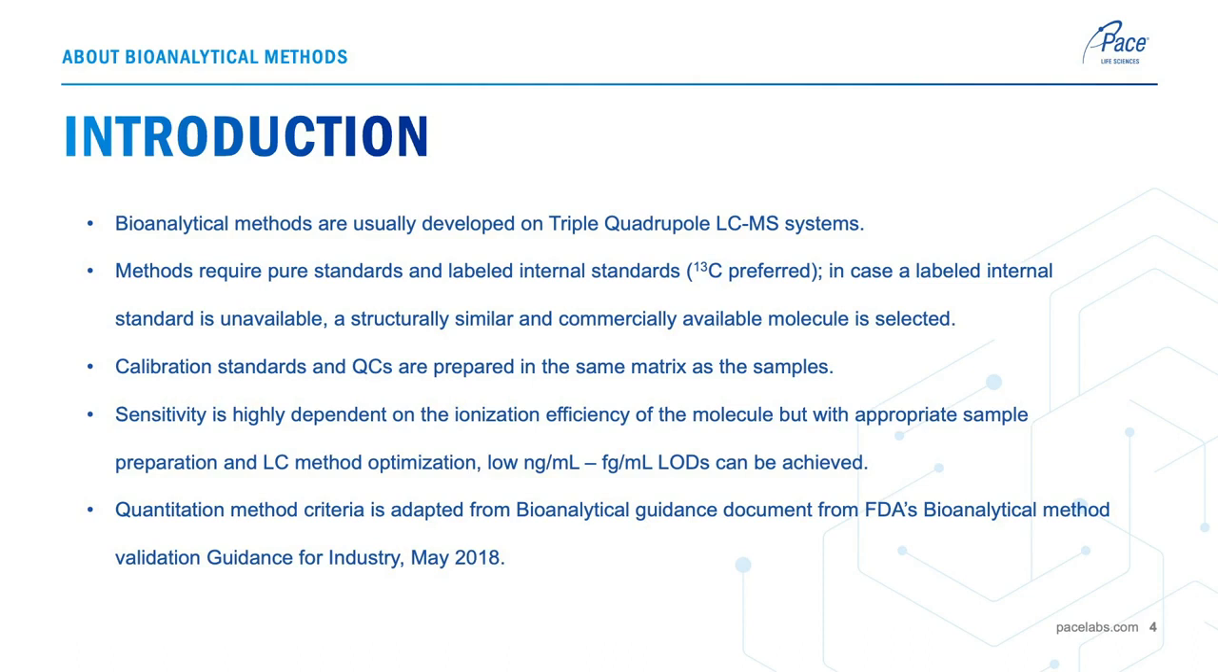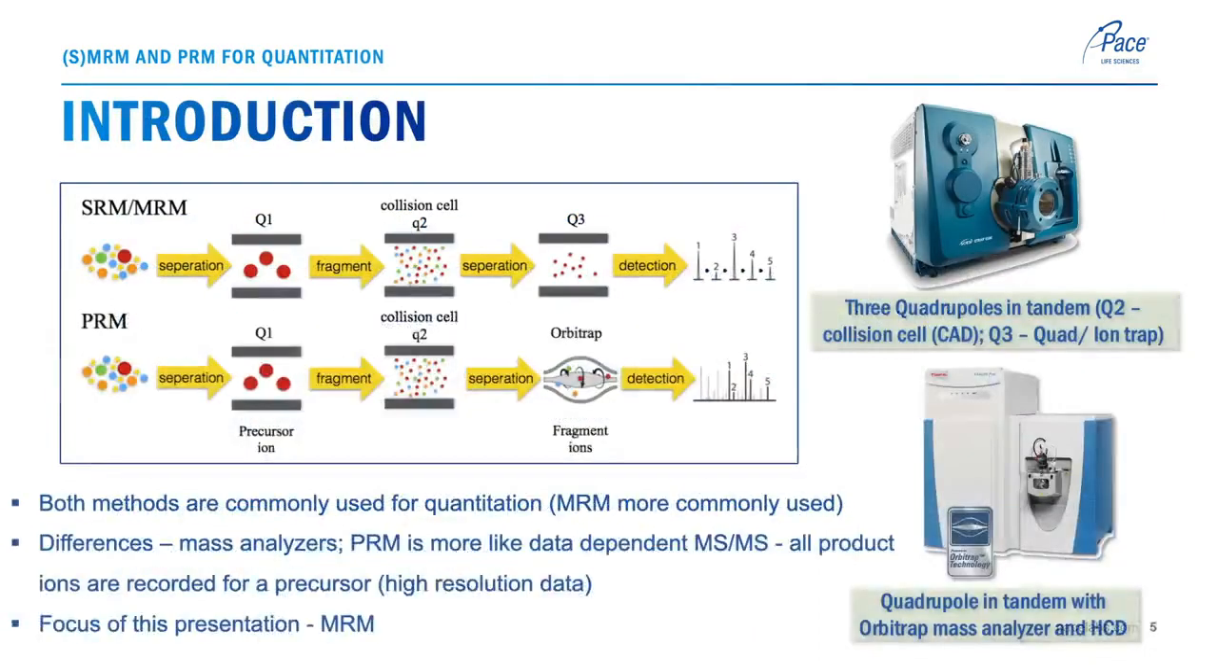The quantitation method criteria is adapted from the most recent bioanalytical guidance document published by FDA in May 2018. Single or multiple reaction monitoring, abbreviated as SRM or MRM, or parallel reaction monitoring, abbreviated as PRM, are the available approaches for quantitation, with MRM being more commonly used. While MRM data is acquired using triple quadrupole instruments or quadrupoles in tandem with linear ion traps, also known as Q-traps, PRM data is acquired using quadrupole in tandem with an orbitrap mass analyzer.